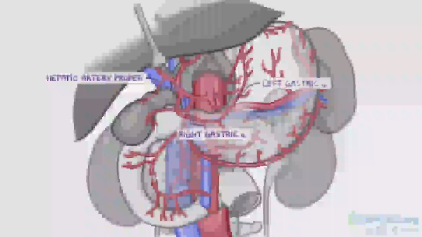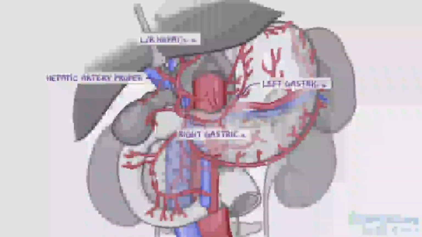Finally, the hepatic artery proper branches into the left and right hepatic arteries, which supply the liver. The right hepatic artery also gives a branch called the cystic artery that goes within the hepatoduodenal ligament to supply the gallbladder and cystic duct. So, in essence, the celiac trunk, through its branches, supplies all the structures of the foregut. Let's take a quick break and try to identify the main branches of the celiac trunk, as well as the regions that they supply.